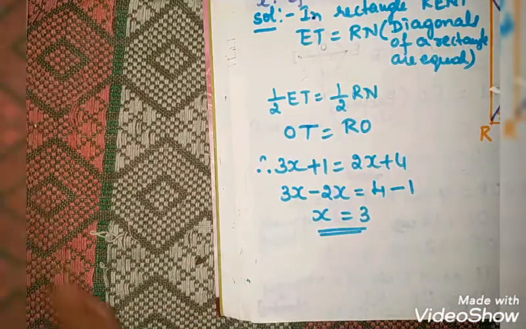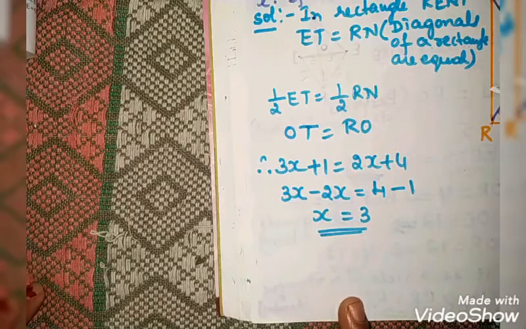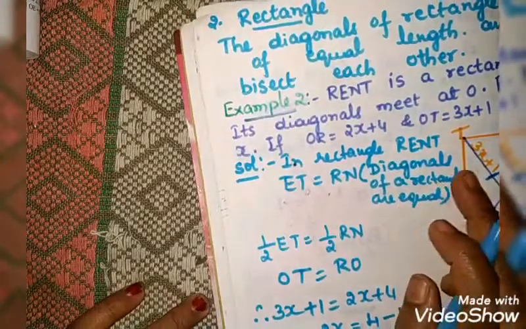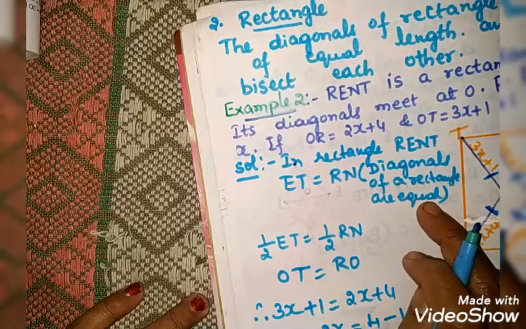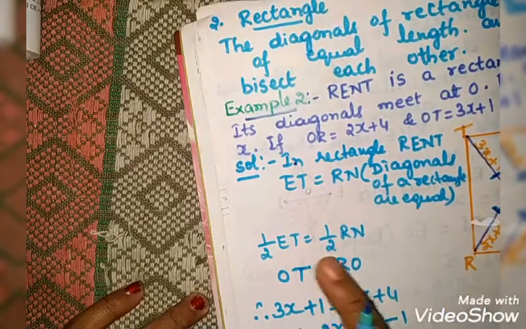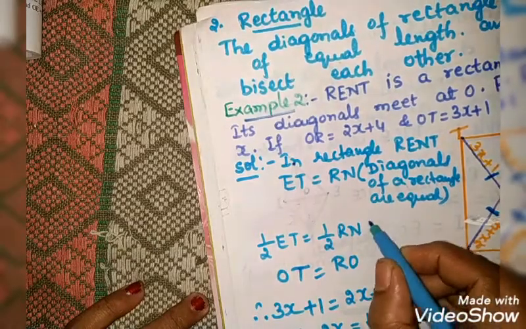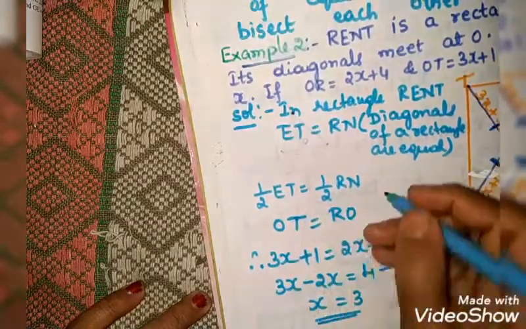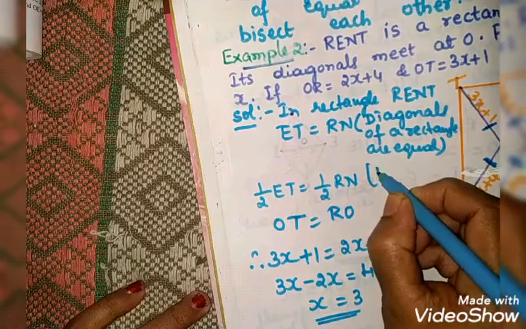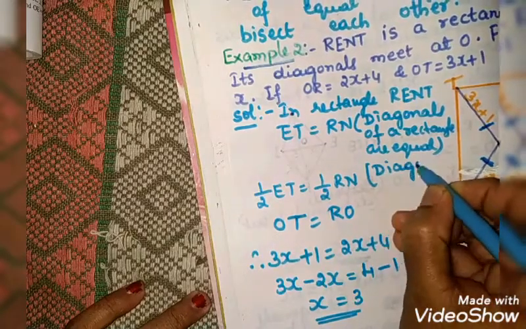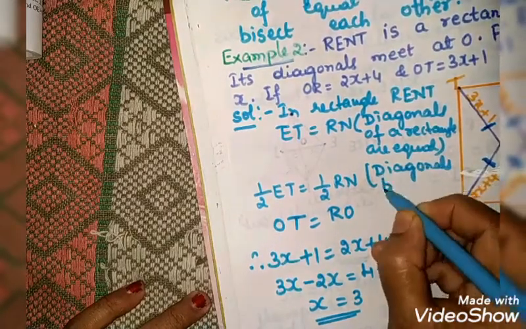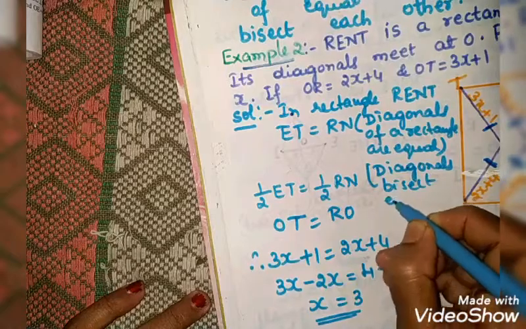So, we have to understand the sum in this way. We must know this property. The diagonals of a rectangle are equal and they bisect each other. They are bisecting each other. Diagonals bisect each other. So their halves are also equal. Here you can write the reason also: diagonals bisect each other.